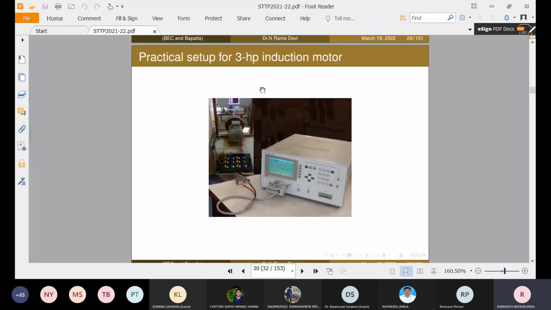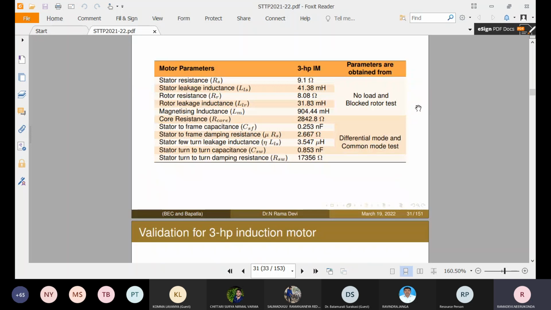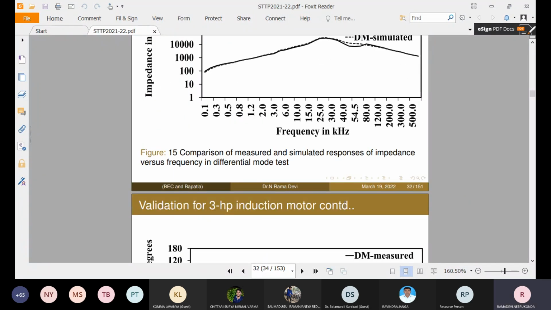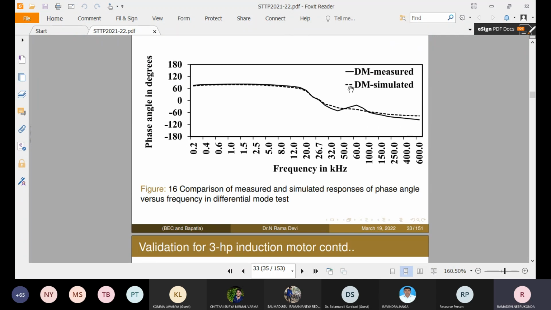So this figure shows the practical setup for the 3 HP induction motor. These are the estimated parameters. The simulated results are compared with the measured values. There is a slight variation at certain frequencies, but other than that, the measured and simulated values are almost equal.